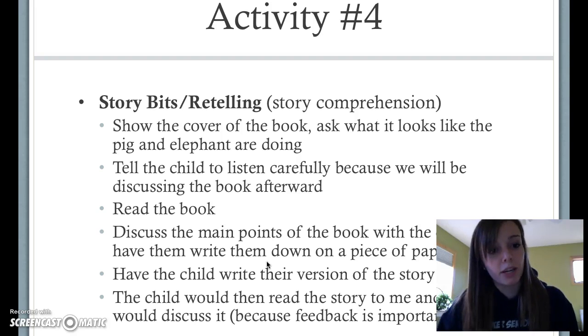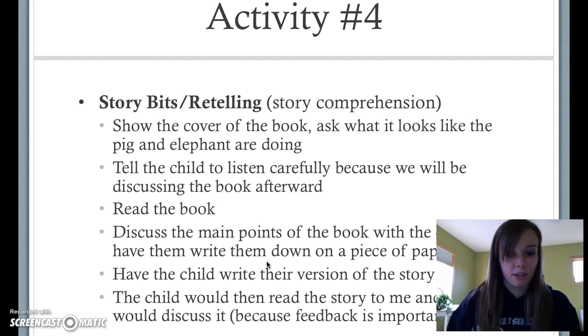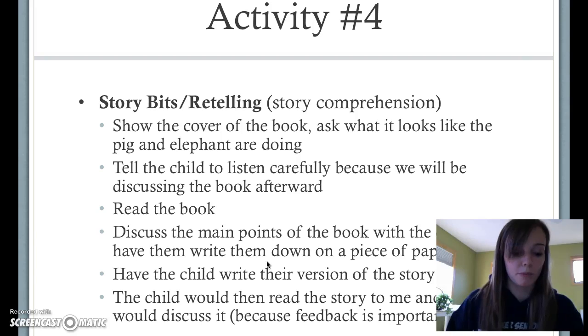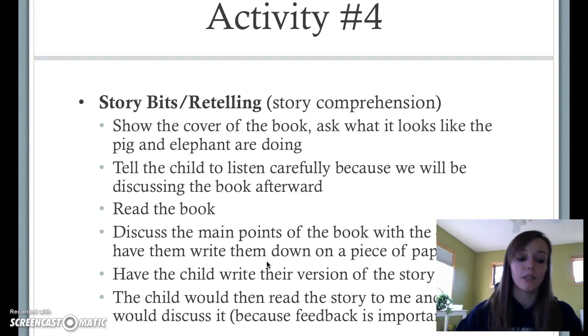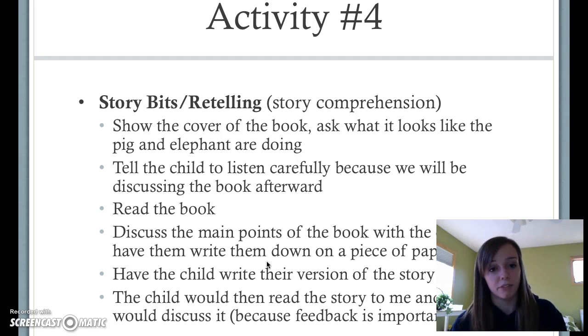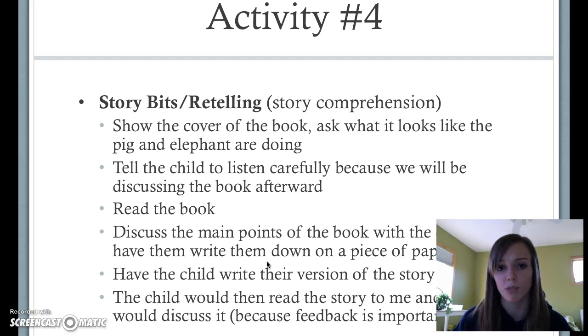Activity number 4, story bit / retelling. It's to help develop story comprehension. I would show the child the cover of the book and then ask them what it looks like the pig and elephant are doing. I noticed that with the cover of this book, We're in a Book, it was kind of hard to tell what the story was about, just because it only showed the elephant and the pig.